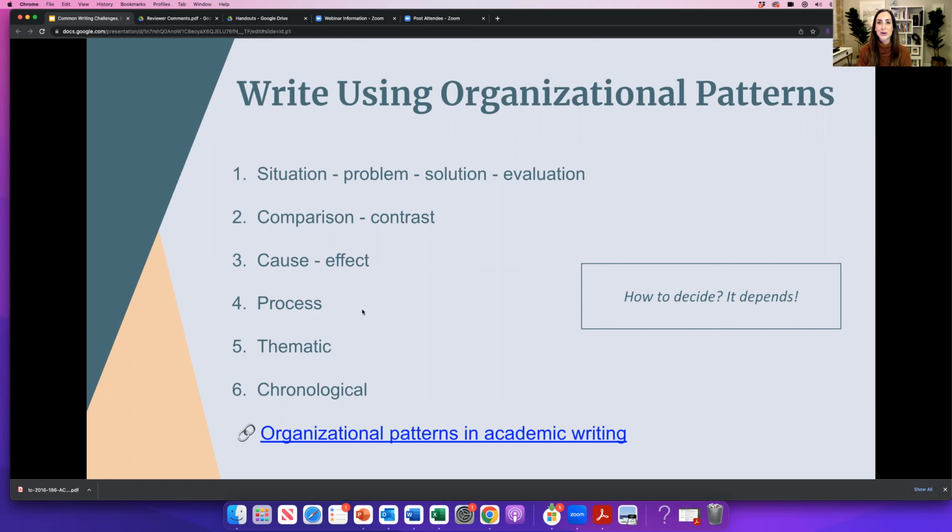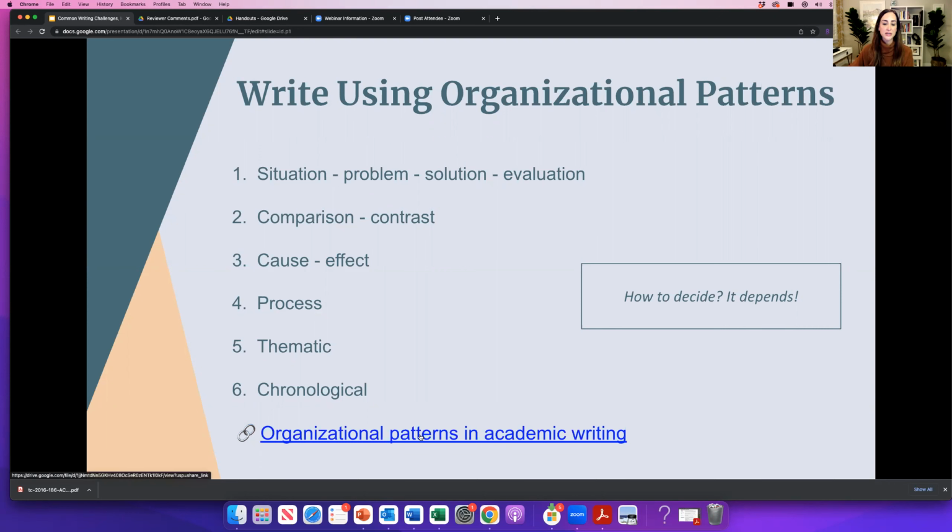Or if you're just describing a timeline of events, you can follow a chronological pattern. But there are lots of organizational patterns in academic writing, and they're there for you to use. So familiarize yourself with them and the purpose of these different patterns and employ them in your writing. It will make your writing flow better, and it'll read better.